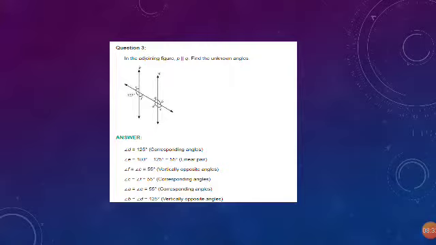Next, angle A is equal to angle E, which is 55 degrees, by corresponding angles. Angle B is equal to angle D, which is 125 degrees, by vertically opposite angles. Do you understand?